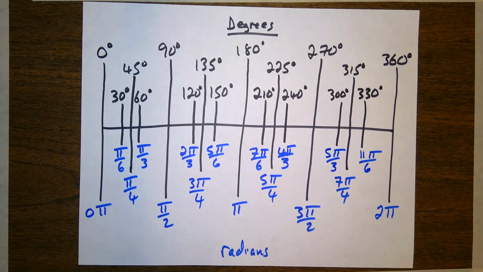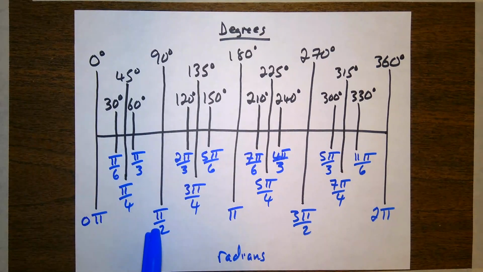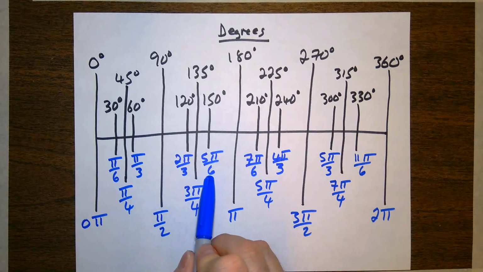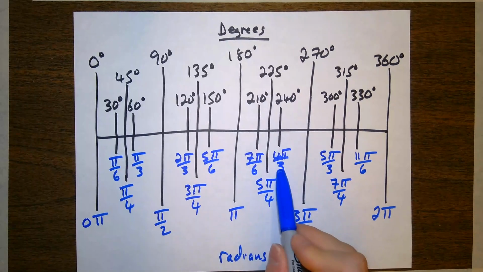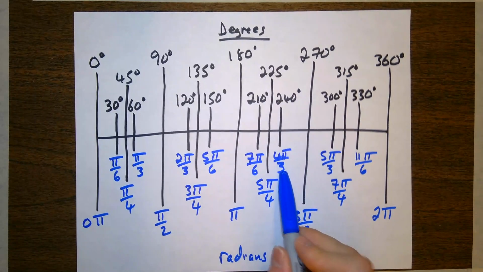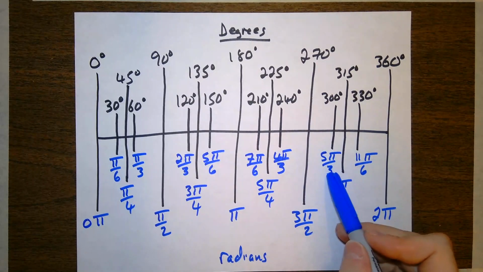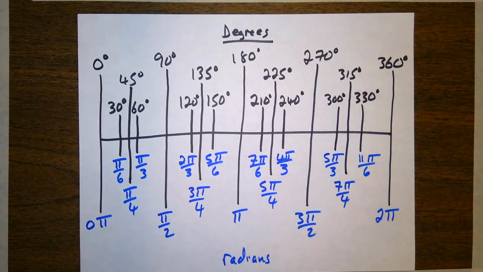So we've broken this up into pi's over 6's now. If I add it through, 0 pi, pi over 6, 2 pi over 6, which is pi over 3, 3 pi over 6, which is pi over 2, 4 pi over 6, which is 2 pi over 3, 5 pi over 6, 6 pi over 6, which would be pi, 7 pi over 6, 8 pi over 6 reduces to 4 pi over 3, 9 pi over 6, 3 pi over 2, 10 pi over 6, which is 5 pi over 3, 11 pi over 6, and then 12 pi over 6. These are all the measures that we need to know, and their corresponding radians.